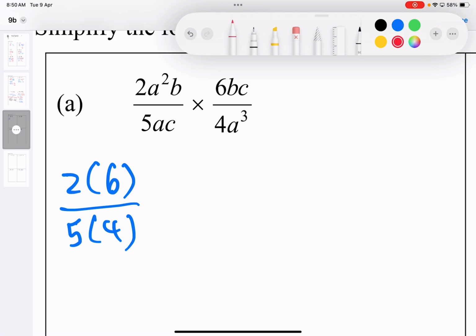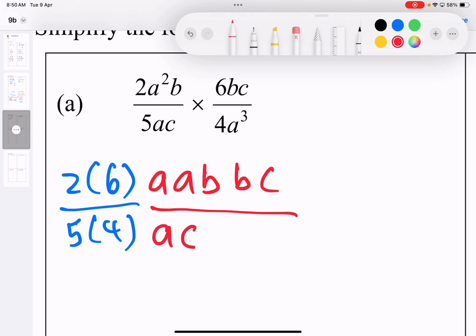A squared is going to be A times A times B times B times C. AC is going to be A times C. I have an A cube over here, so it's going to be A times A times A. So I'm going to cancel out all of the common terms. I have A times A here, I cancel out the A times A. I have a C here, I have a C here. So what is left behind?